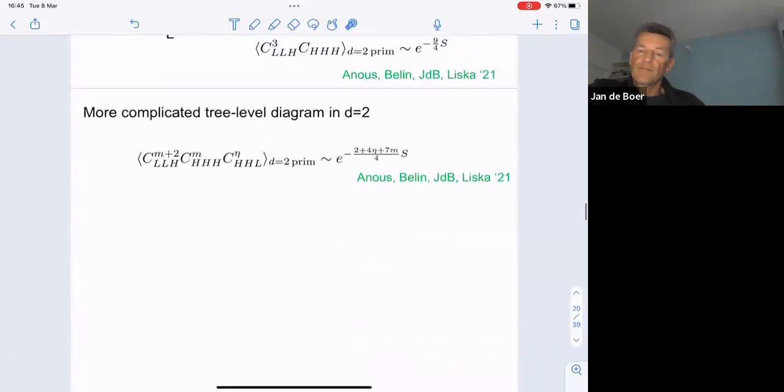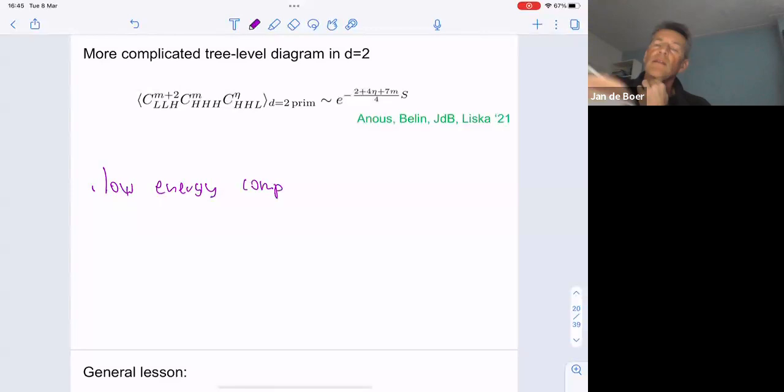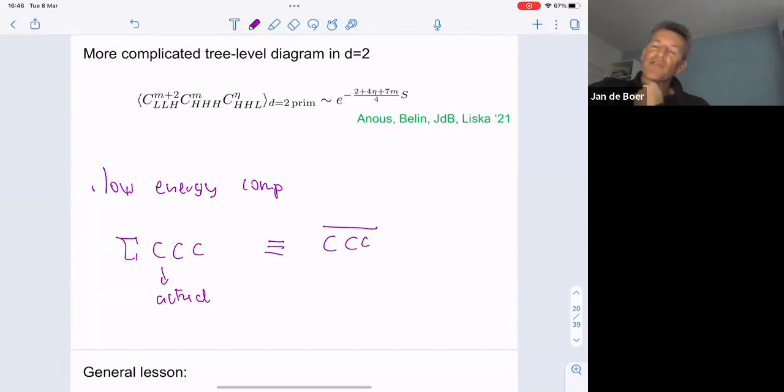So, what's the best way to say this? If you do a low energy computation that involves a sum over actual OPE coefficients, these are the actual coefficients, it's the same as if you had taken all these OPE coefficients from a probability distribution, plus exponentially small corrections.